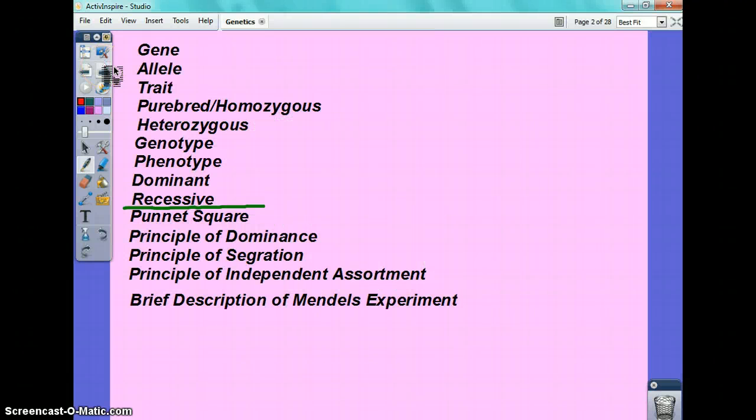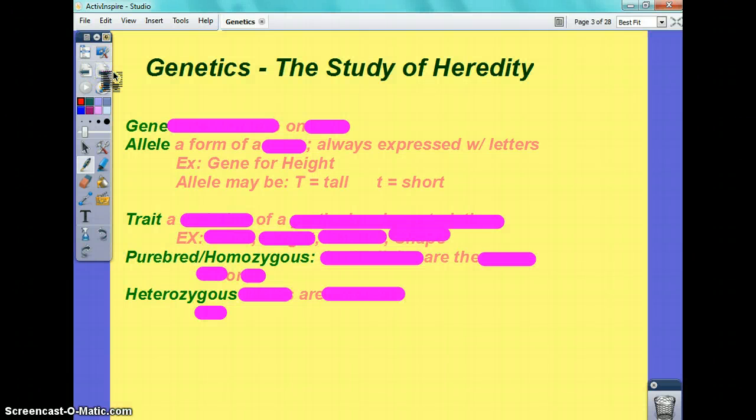Right, so genetics. And again, in order to be successful in this unit, you have to be able to speak the language of genetics. So let's go over it. What is a gene? You already did the vocab. A gene is something that makes up the DNA. Good. It's on DNA and it is inherited.